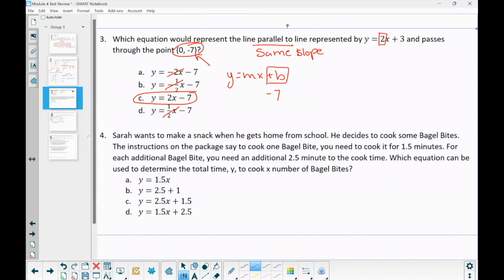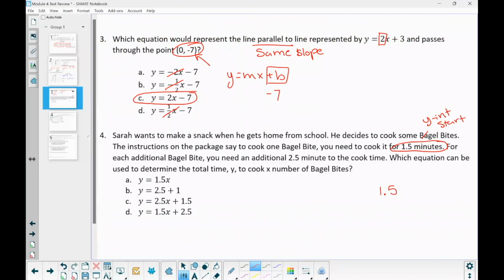Alright, so I know our first bagel bite was 1.5. That's how much we start with. We always know the start is our y-intercept. So I already know that's my y-intercept. Why? Because y-intercept always represents where we start. And before you can do anything, before you decide to add on any more bagel bites, you have to heat up your bagel bite for 1.5 minutes.